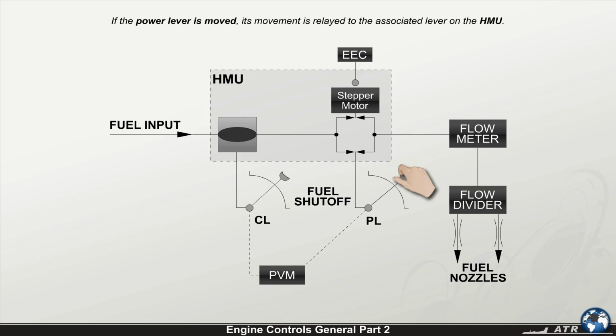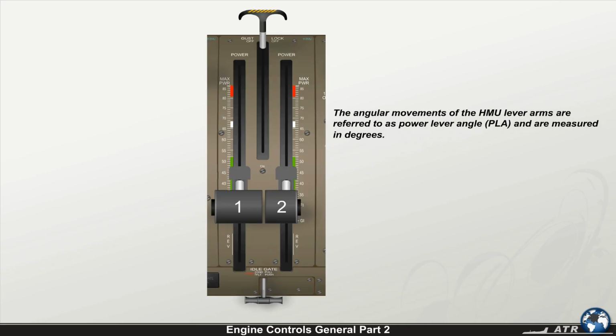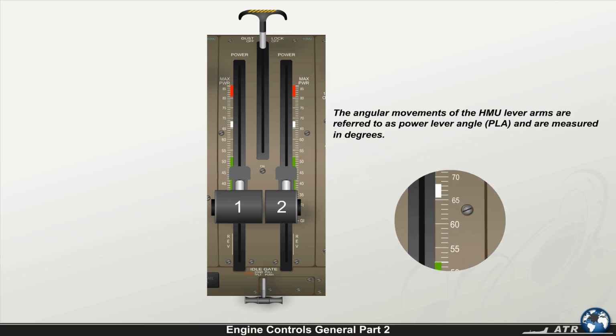If the power lever is moved, its movement is relayed to the associated lever on the HMU. The angular movements of the HMU lever arms are referred to as power lever angle, PLA, and are measured in degrees.